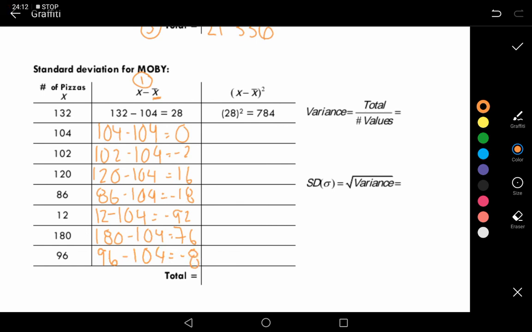Okay, so that was step 1. Remember, step 2 is to square those answers. So 0 squared is 0. Negative 2 squared, again, putting that in your calculator in brackets. 16 squared, 256. Negative 18 squared, 324. Numbers should all be positive, okay, because we're squaring it. So even if we start with a negative, once we square it, that means we're multiplying it by itself, it will become positive.